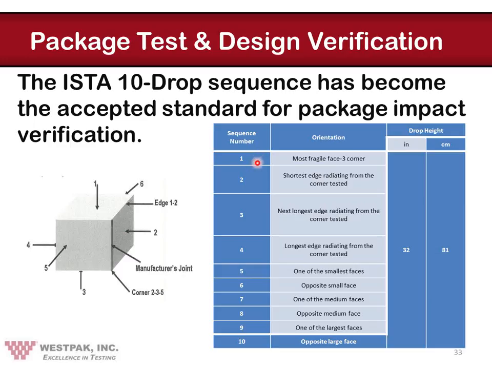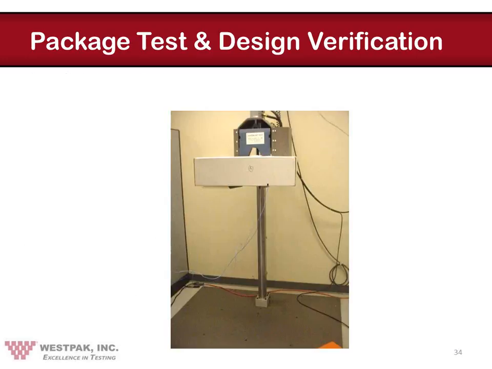So here's a list of them. So the most fragile face, the 3-corner edge, and the shortest edge, the next longest edge, and basically what they're doing is saying you just drop on all these edges, and then 1 on each of the faces, starting with the smaller face and leading to the largest face. So that's the ISTA 10 drop procedure, and it's very common, often used.